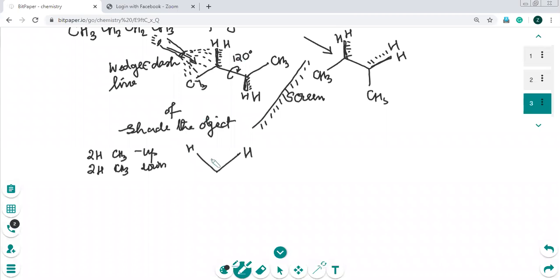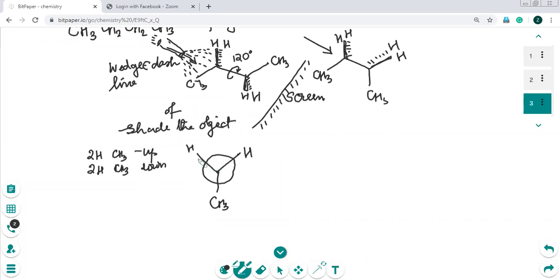And what about the methyl group? The methyl group is down. These are the three. Now observe this. Now what I'm putting here is a circle. What does the circle signify? It signifies the front carbon. Okay? It is signifying the front carbon.